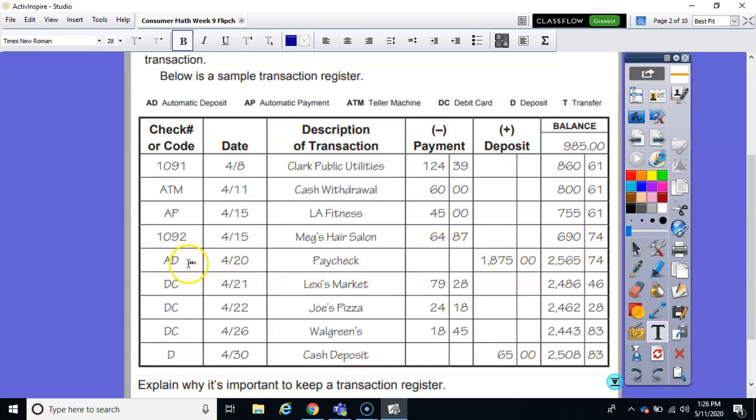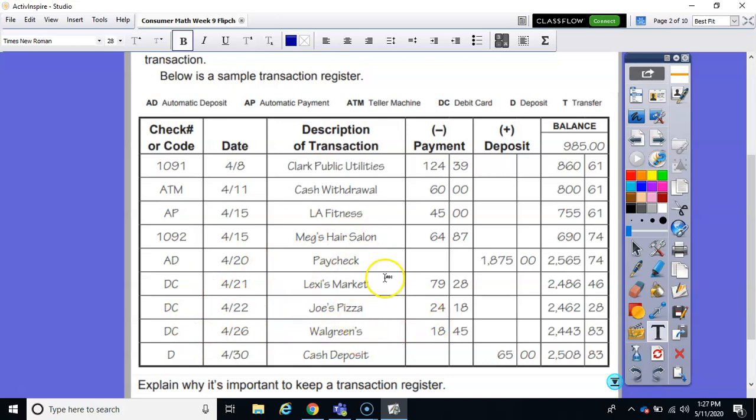Then AD stands for automatic deposit. So that's your paycheck coming from your job. It was deposited on April 20th. Since it's a deposit, it's adding money into your account, so it goes in the deposit column, and that gets added to that $690.74. So $1,875 plus $690.74 gives us $2,565.74.